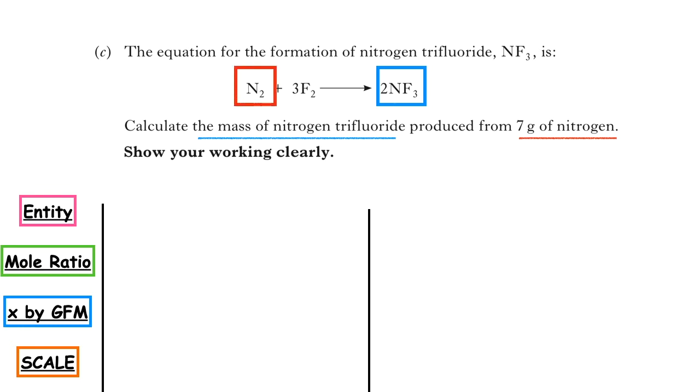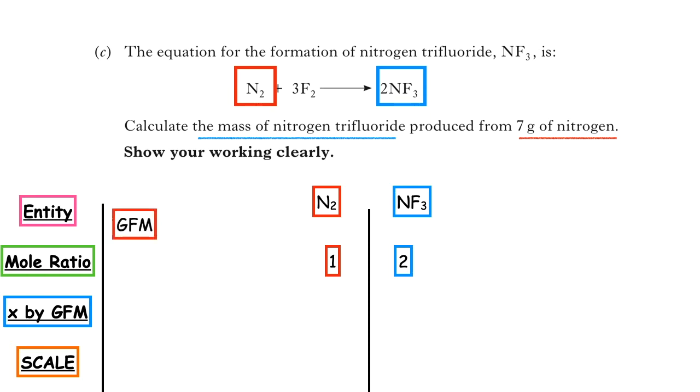So the entities that we're working with are nitrogen, which is N2, and nitrogen trifluoride, which is NF3. The mole ratio: what number do we have in front of the nitrogen? We have no number, which tells us we only have 1. And what number do we have in front of the NF3? We have 2, which tells us we have 2 moles of that entity.